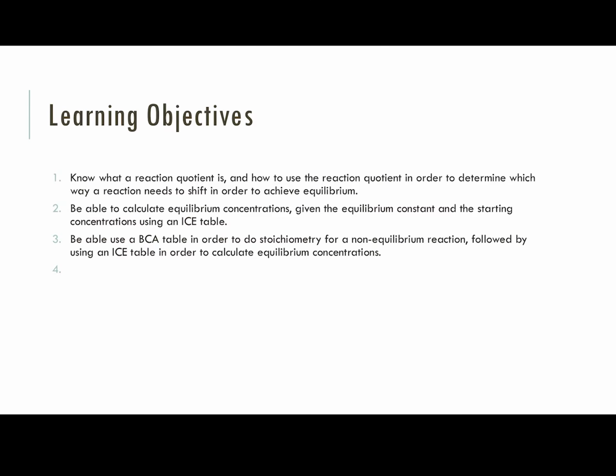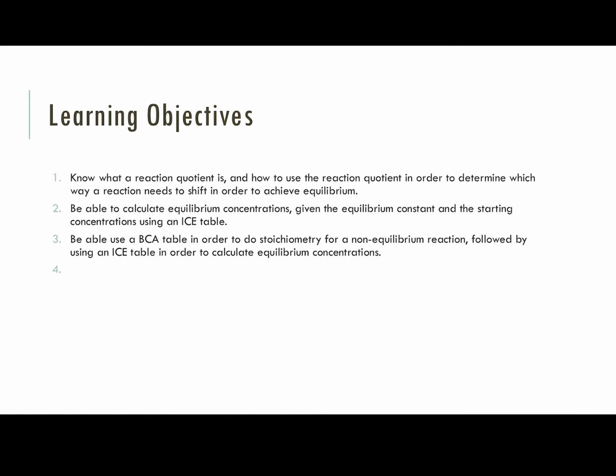Hello. In this video we're going to talk about Chapter 15, Lecture 12. We're going to focus on the first three learning objectives. We're going to look at a reaction quotient, then use that reaction quotient to determine which direction a reaction needs to proceed in order to achieve equilibrium.